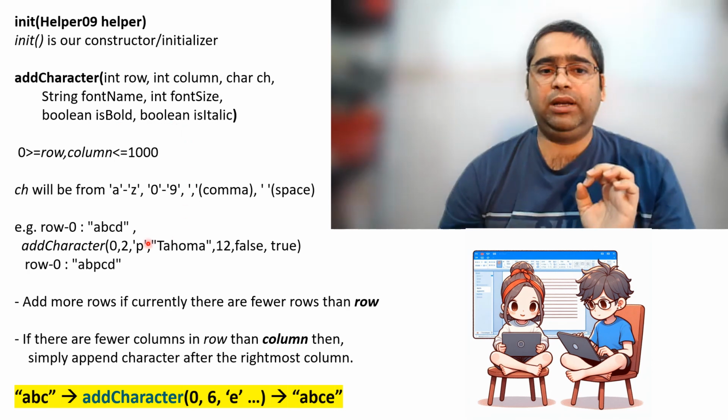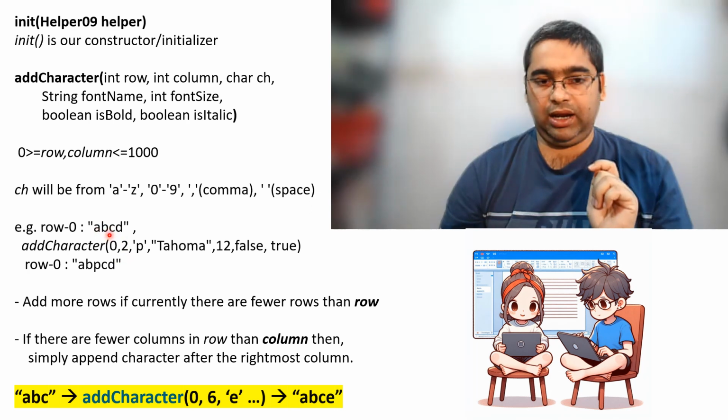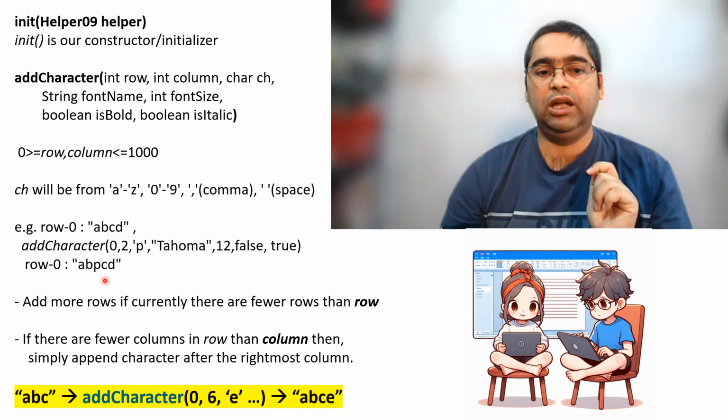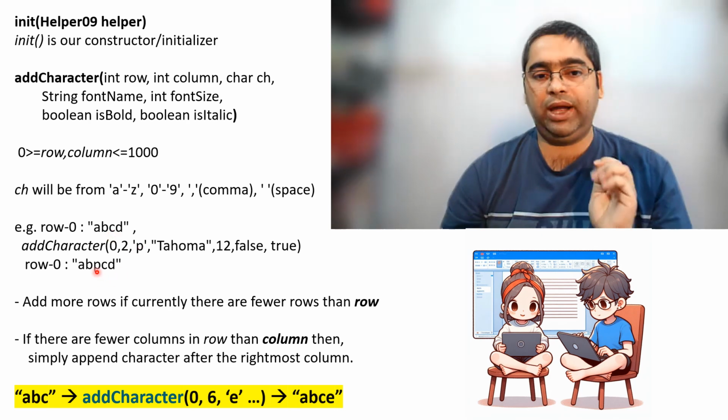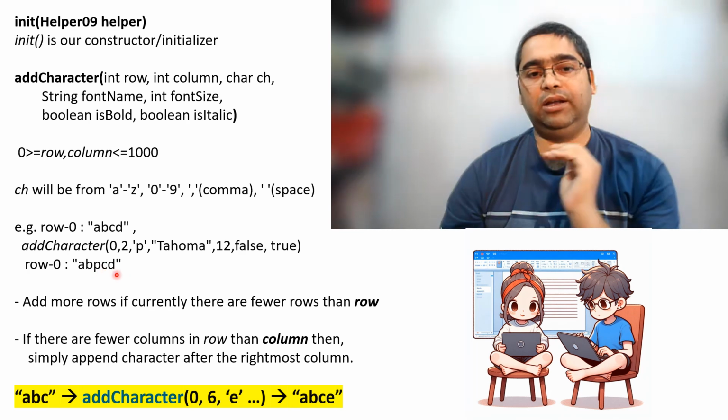Taking an example, let's say in row 0, 4 characters A, B, C, D are already added. We add a new character P at column 2. So at present C is at position 2. What we will do is the new character P will be added at position 2, and C and D will be pushed one place each to the right. So the new string becomes ABPCD.